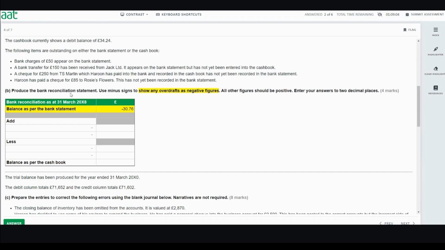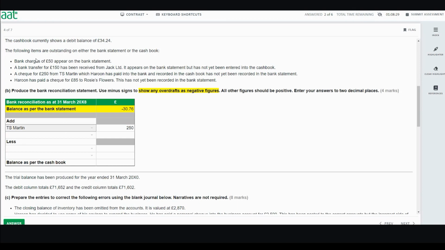Okay, so for instance, we've got a cheque of 250 from T.S. Martin, which has been paid into the bank and recorded in the cash book, but it's not come through the bank statement yet. So this is a timing difference. We've put £250 into the bank, okay, but it's not cleared the bank yet. So it's what we call an uncleared lodgement, okay, and that's for T.S. Martin, okay.